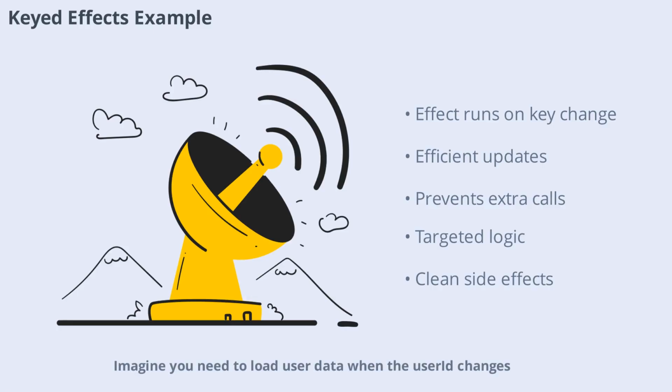Imagine you need to load user data when the userId changes. With LaunchedEffect keyed by userId, the effect only runs when the ID changes, not on every recomposition. This keeps your app efficient and prevents unnecessary network calls.